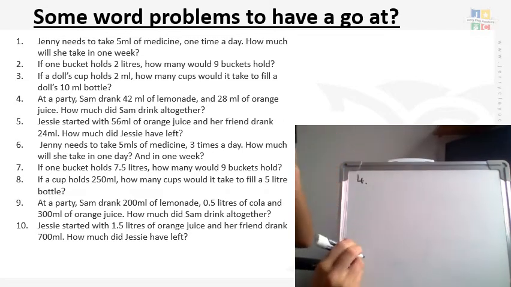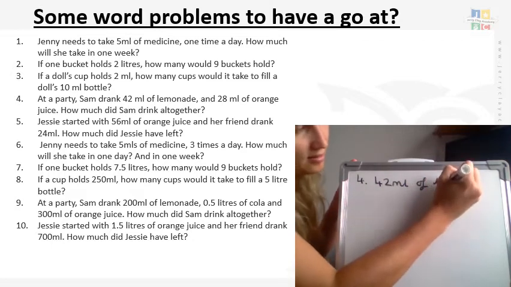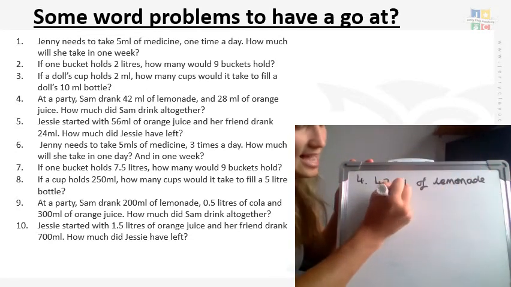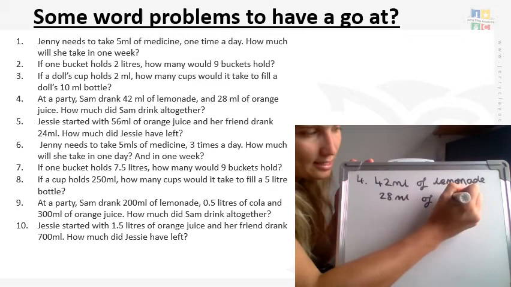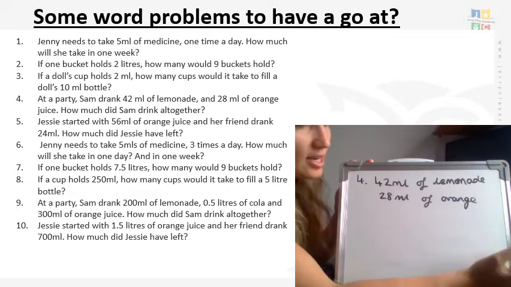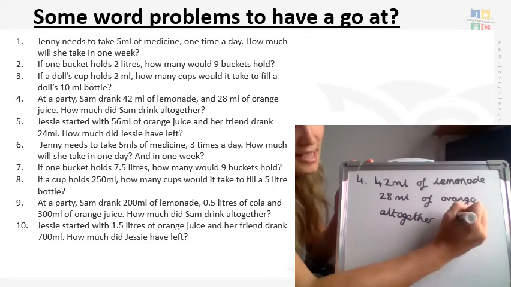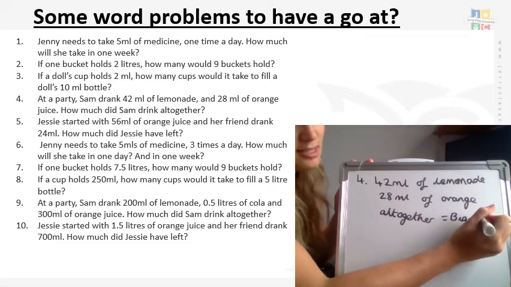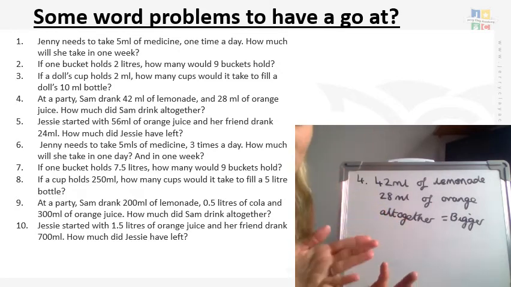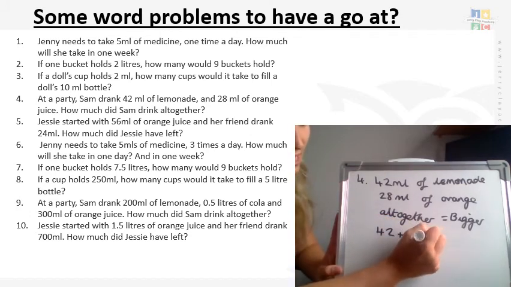Number 4, at a party, Sam drank 42 millilitres of lemonade. So that's how much she drank. And she had 28 millilitres of orange juice. How much did she drink altogether? Now remember, if you see the word altogether, we mean it's going to need a bigger number. So we're going to need to be either adding or multiplying. If you've drunk 42 millilitres, you've drunk 28, we want to know altogether, so we're going to add them. So you should have done 42, add 28.